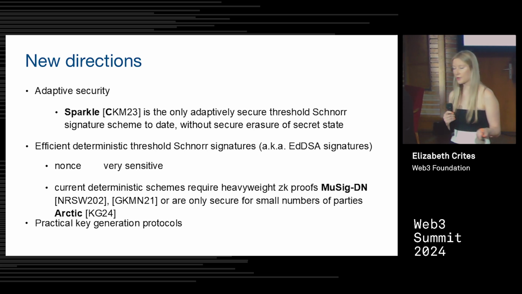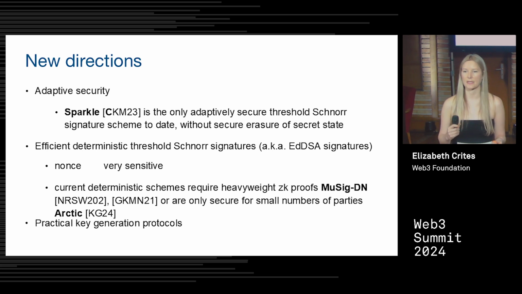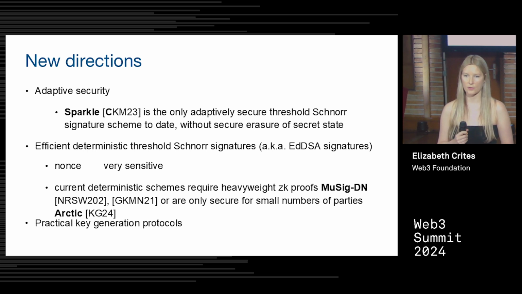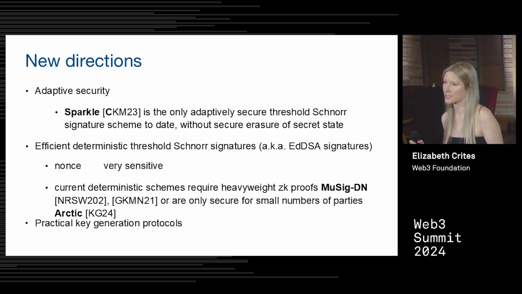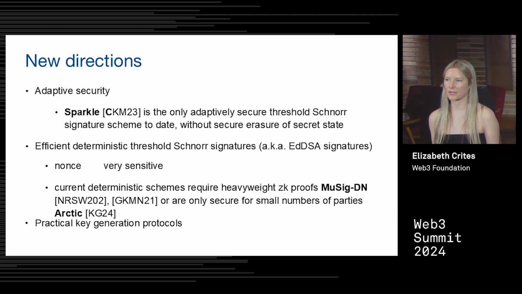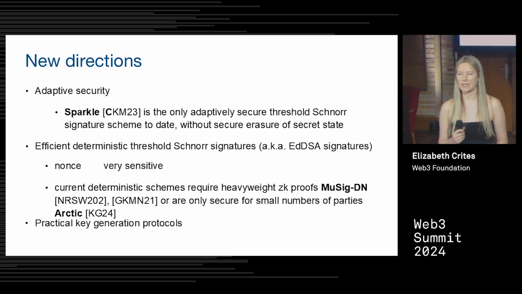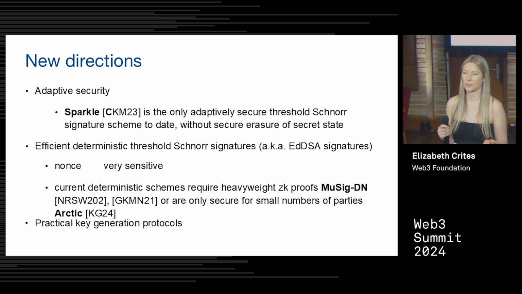I will say that Sparkle is the only scheme, so this is a 3-round threshold Schnorr, the only scheme currently that's been shown to achieve adaptive security and without secure erasure of secret state. So some schemes might be able to achieve adaptive security by basically deleting state immediately. So if the party gets corrupted, there's nothing there. But the problem with this is that secure erasure of secret state is really difficult to implement in practice. So we'd prefer to have schemes that achieve adaptive security even if the adversary can learn everything that the party has done so far.